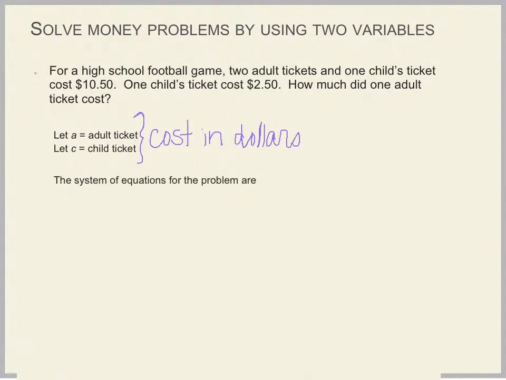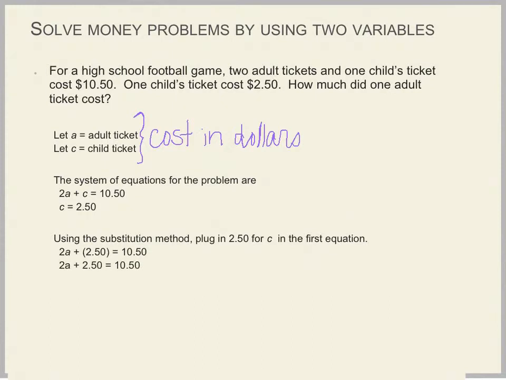Now I want to set up my system of equations. First, I see that 2 times the cost of the adult ticket plus the cost of 1 child's ticket added together equals a total of $10.50. Next, I recognize that the cost of a child's ticket is $2.50. I'm going to use this cost and this variable C equals $2.50 and plug it in to my first equation.